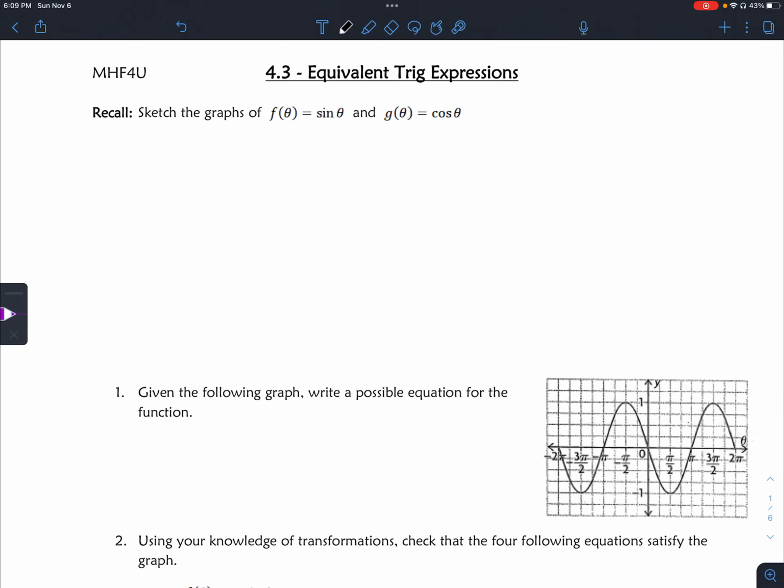Hello and welcome to a lesson on equivalent trig ratios. So this is lesson number 3 in Unit 4. We are going to start by reviewing what the sine graph looks like and what the cosine graph looks like. And so what we're going to do is plot these graphs, but now we're going to use radians.